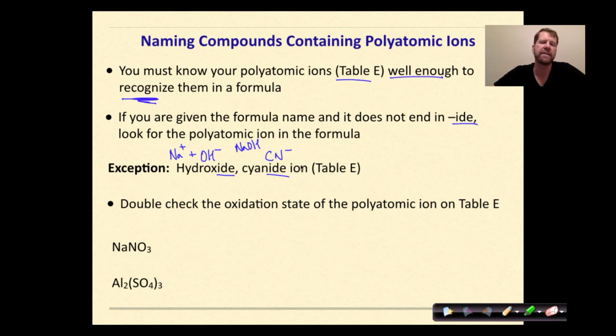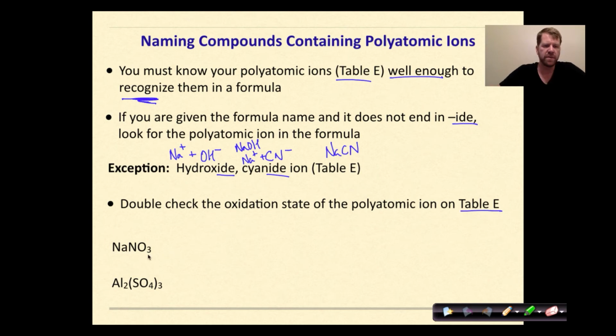Same thing with cyanide. Let's say cyanide formed a bond with, let's take sodium again, Na+1 with CN. Resulting neutral ionic compound would be NaCN. 3 different elements, not a binary compound, but the name would be sodium cyanide. Still ending in "ide," but not a binary compound. Let's look at these 2 examples here. We always need to be careful and double check the oxidation state of the polyatomic ion on table E.